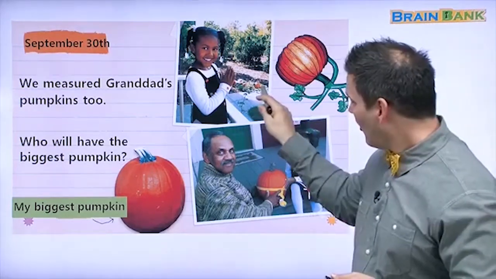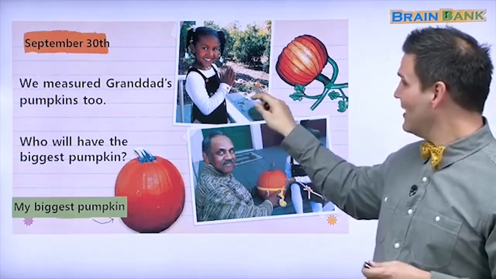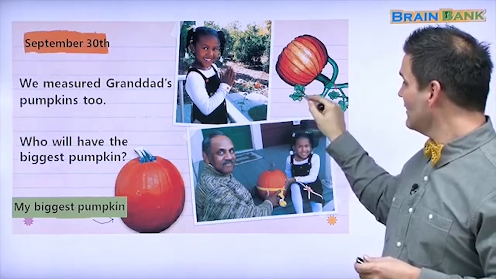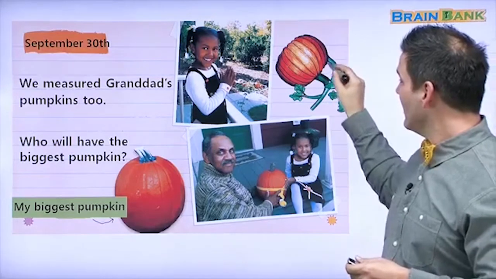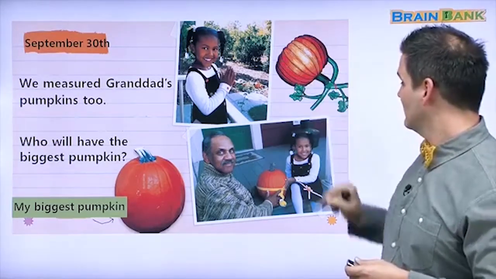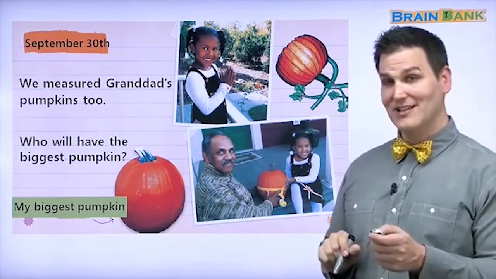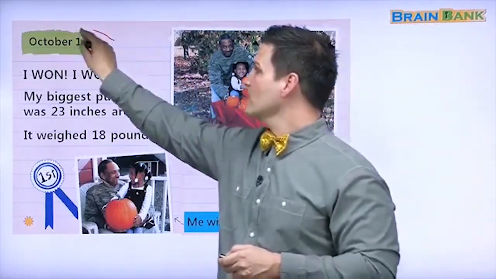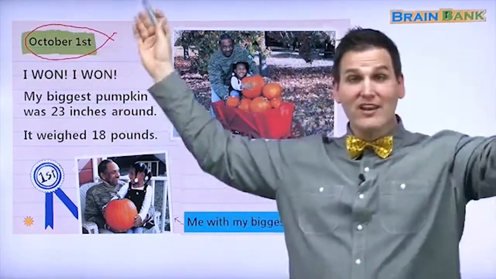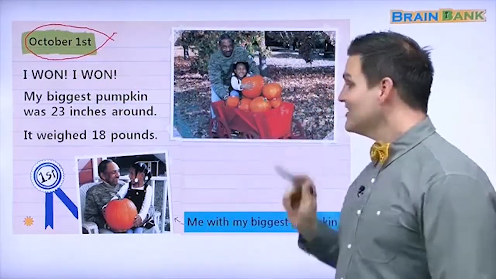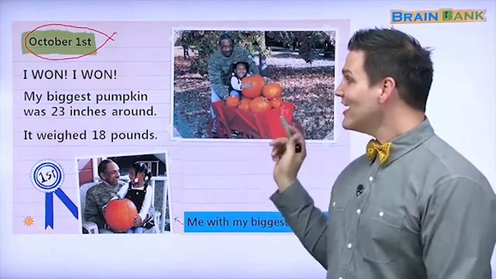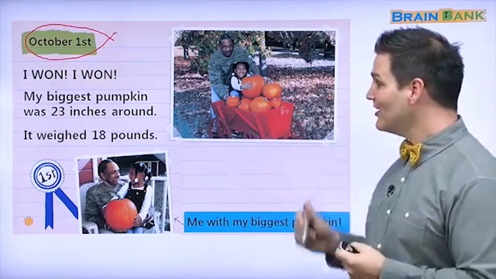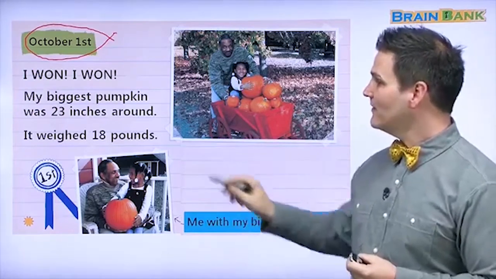You can see all the pumpkins back there, many of them. Here is the green plant. There's the leaves, the stem, and now the big pumpkin. Wow. Let's look at the next page. October 1st. I won! She is the winner. She has the biggest pumpkin. Let's find out how big her pumpkin is.